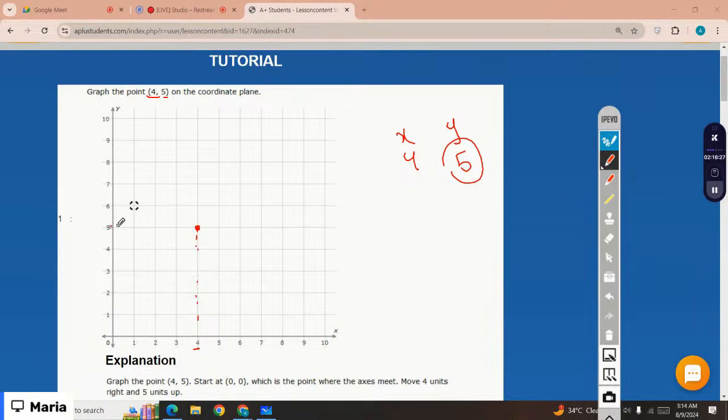It is 4, and on the y-axis it is 5. You have to see the x-axis also and the y-axis also. Then you have to add a point on the intersection. So this point has the coordinates 4 and 5.